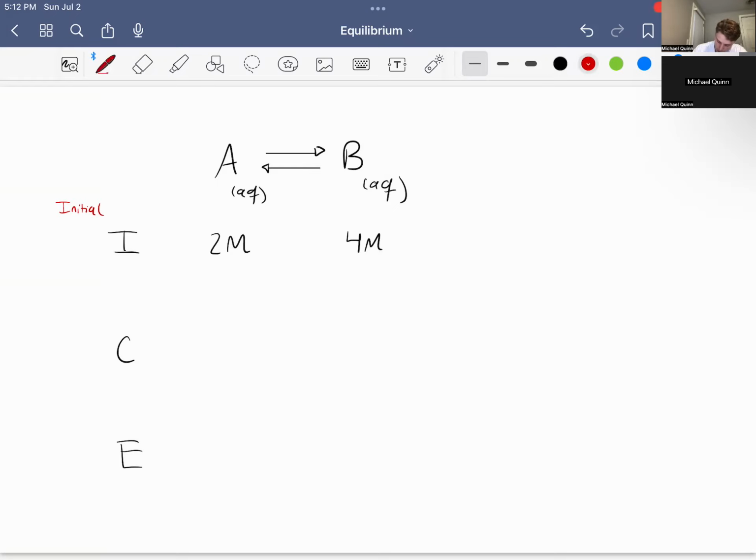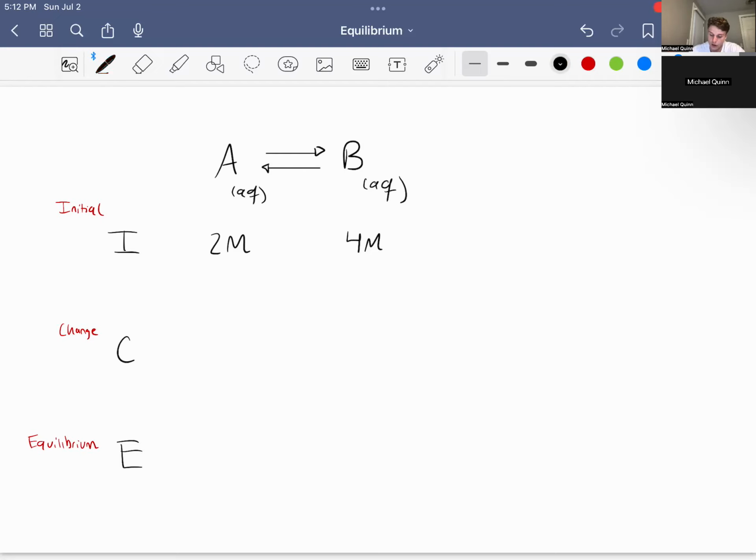The change will be what happens during the reaction. Are we going to go to the right and make more B, or are we going to go to the left and make more A? So we don't know that yet because we have not written our Q expression and we do not know what K is yet. Then E is going to tell us the equilibrium concentrations of both A and B.